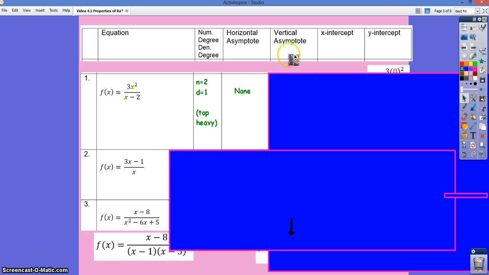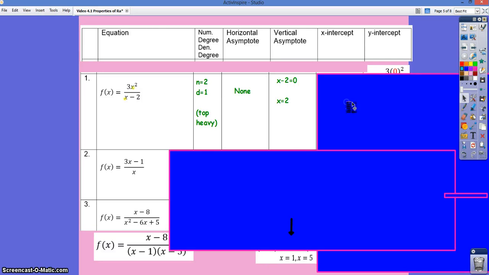Vertical asymptote. To find the vertical asymptote, I set the denominator equal to 0 and solve. My denominator is x minus 2. If I set it equal to 0, I get the vertical line, x equals 2.